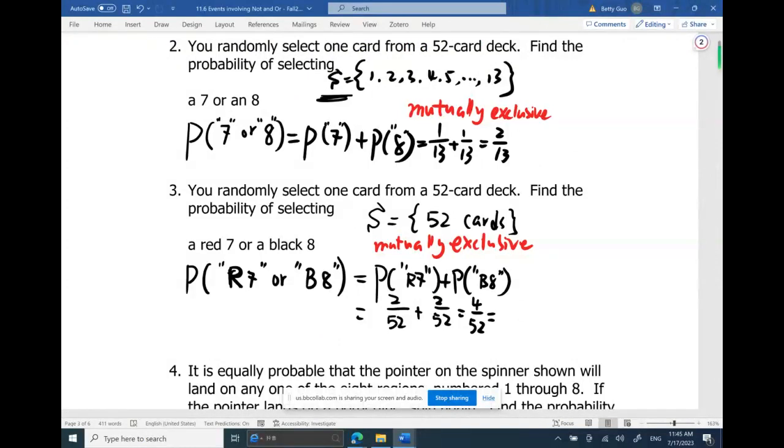Divide 4 by 4, we have a 1. Divide 52 by 4, we have 13. Okay, we have 13. So the result is 1 over 13.